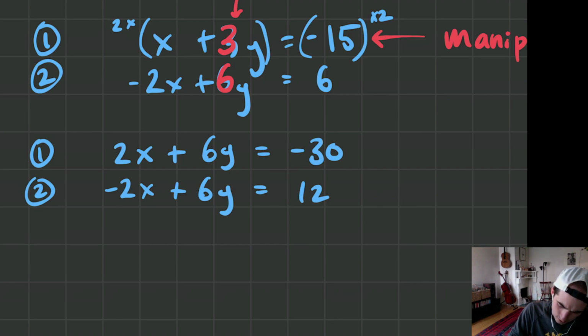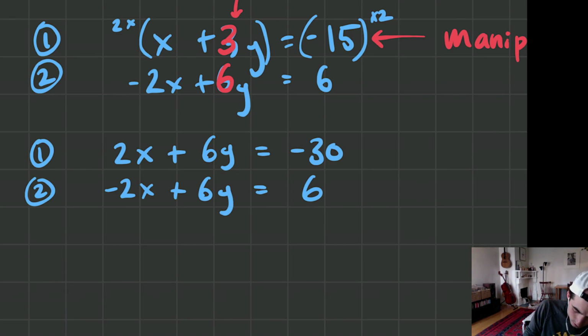Oh yeah, good question. It's not 12. It's still 6. We didn't manipulate the second equation. My bad, good catch. It's 6. We didn't actually touch the second equation. The second equation we left alone.